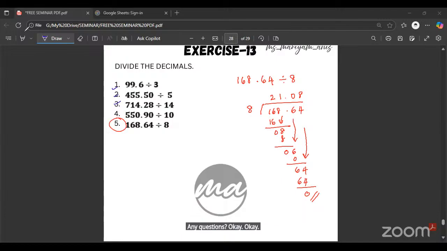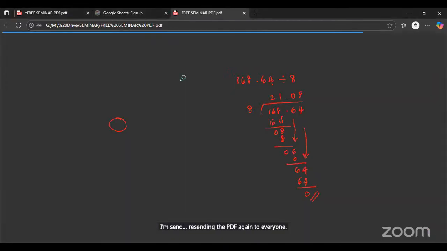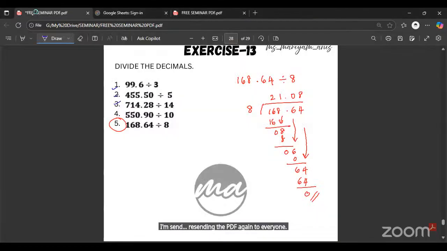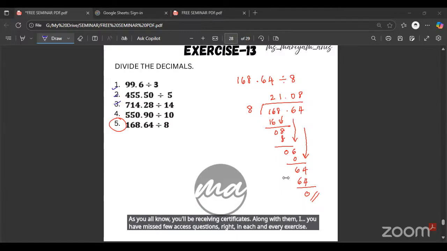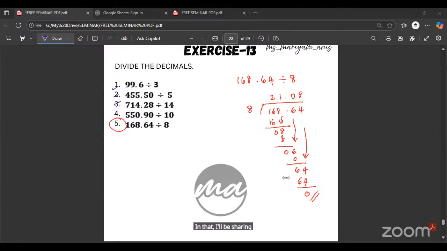Those who are done, I'm resending the PDF again to everyone here. Just go through the PDF and let me know if you have any doubts in any places. The students who have stayed till the end of the seminar, as you all know, you will be receiving certificates. Along with them, you have missed a few exercise questions in each exercise. I'll share the answers for those too, okay?